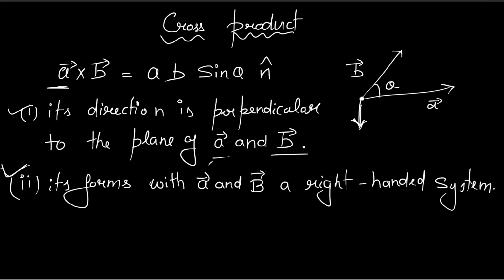And what is the direction of the A cross B vector? It is perpendicular to the plane in which the A and B vectors lie. The direction is given by the right hand rule, the right hand system, you can say. A very important point.